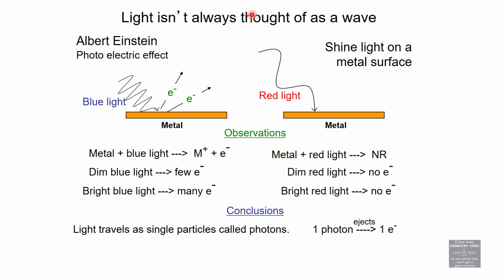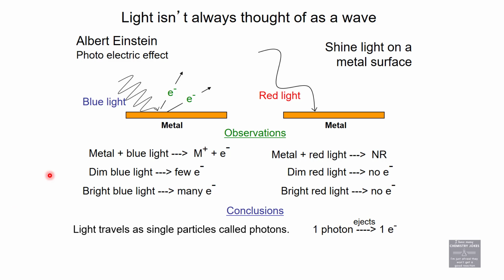One photon ejects one electron. They're tiny microscopic particles. A tiny particle of light, a photon, hits the metal and ejects one electron. So when he shined a dim blue light, he didn't have many photons hitting his metal, so he didn't have many electrons getting ejected. When he shined a bright blue light, he had a lot of photons hitting the metal, so there were a lot of electrons getting ejected from this.